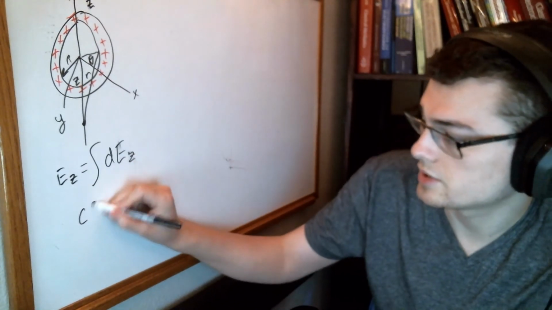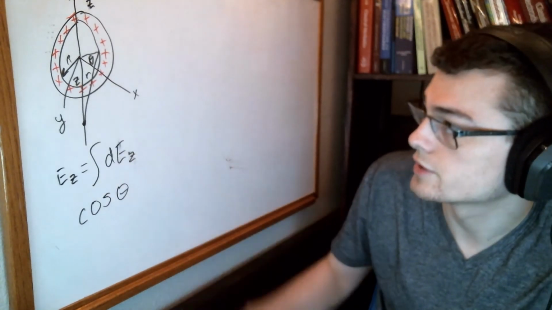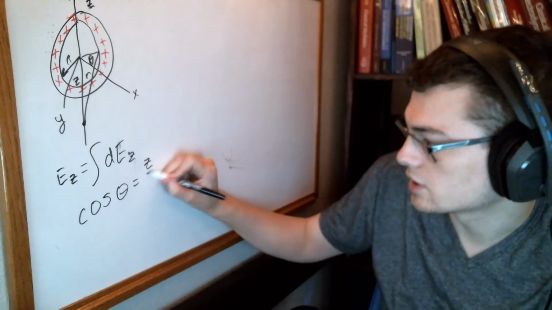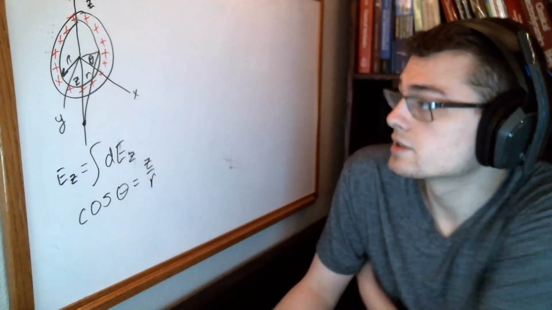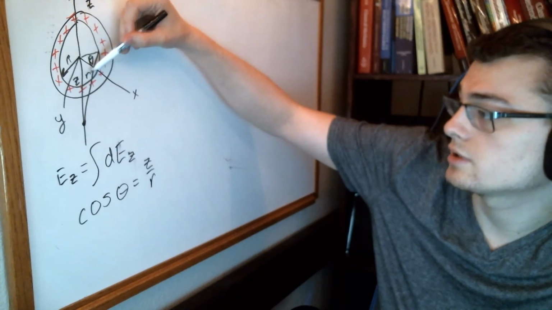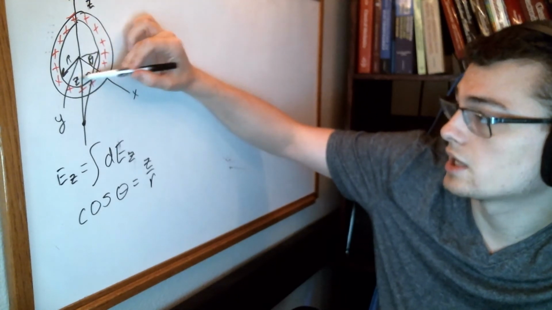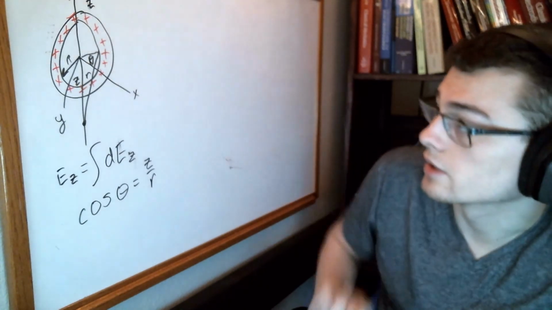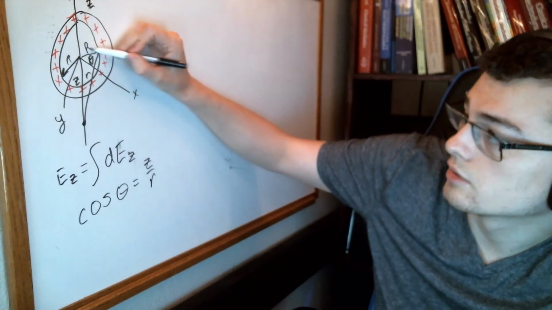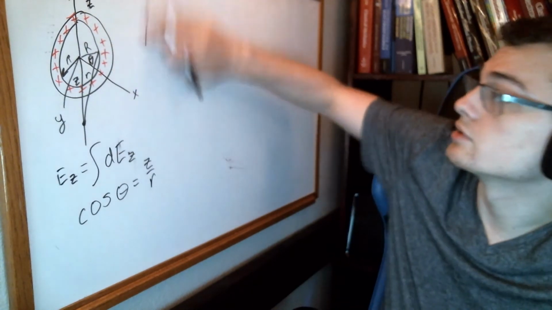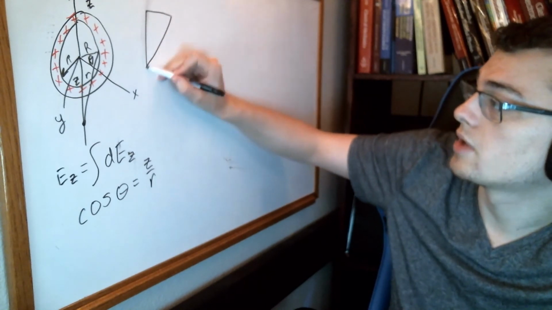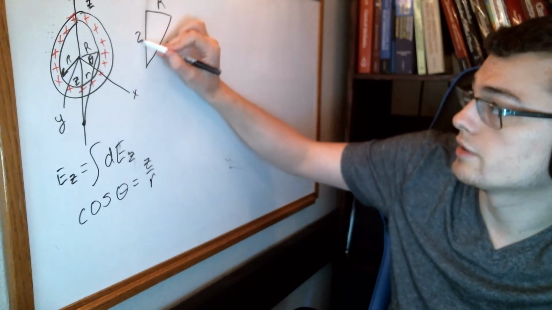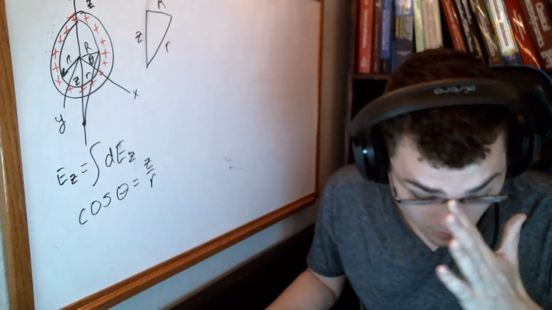So now in this case, the cosine of theta for this problem, if we're going to be using some of our trigonometric functions here, is going to be equal to z over r, as r is going to be our hypotenuse, and z is going to be our opposite, because that is the radius here of this triangle. So if I was to draw this out, we would have a triangle like this. This would be capital R, this would be little r, and this would be z.